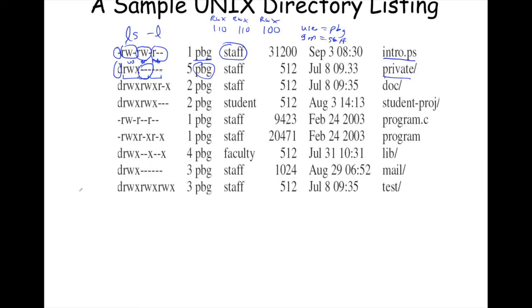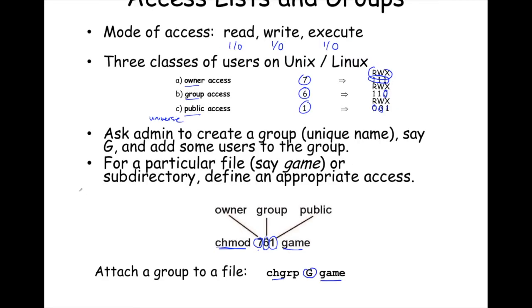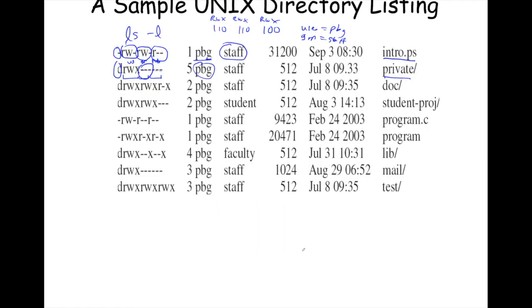You, as the creator of the file, owner of the file, you can do a change mod, a chmod, to change the access privileges, or modify the access control privileges for a particular file system resource, be that your file or your directory. And this is an example of that in Unix.